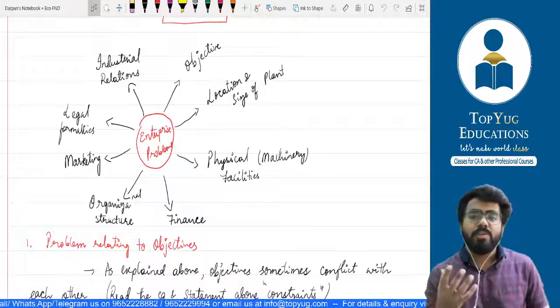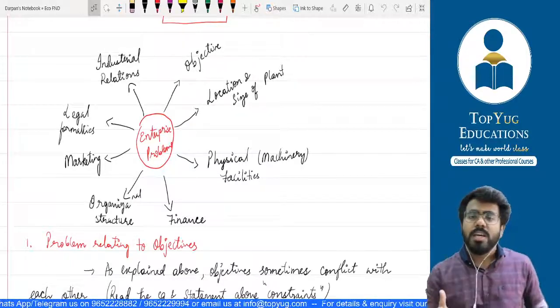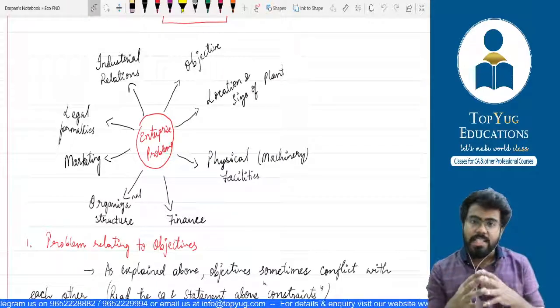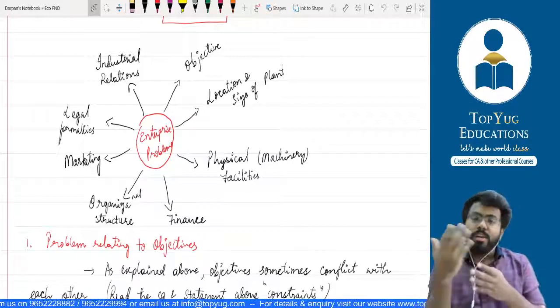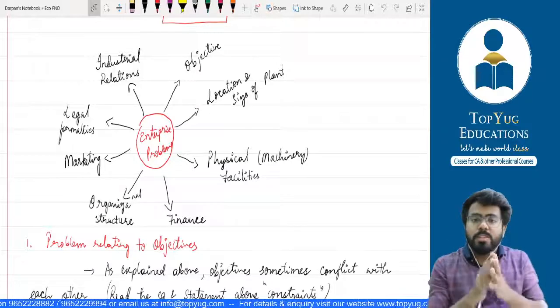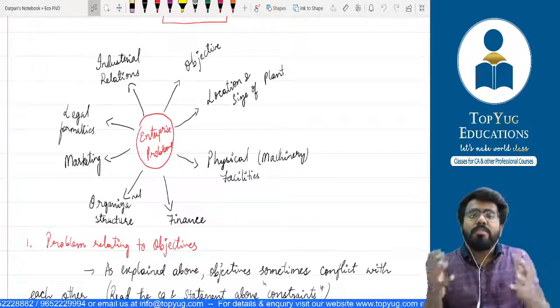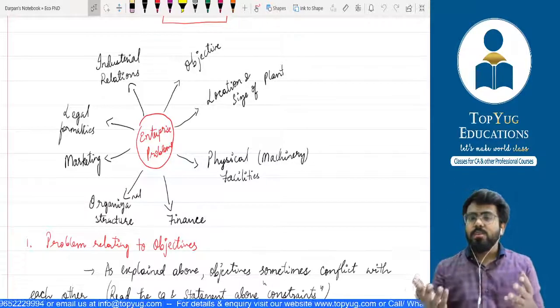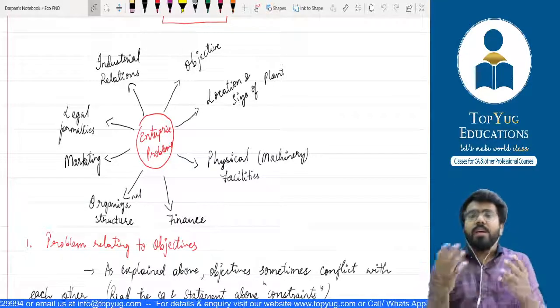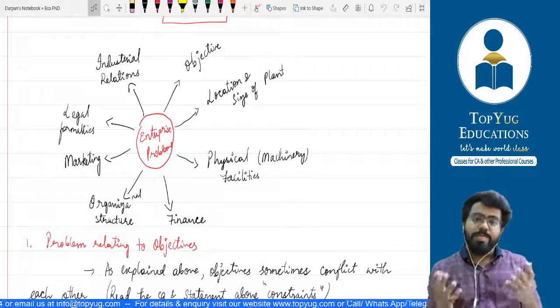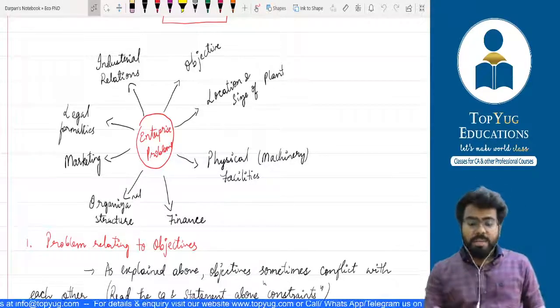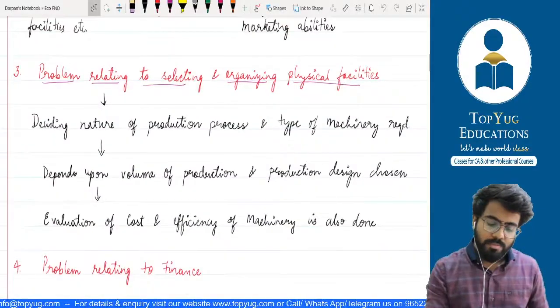Next is problems relating to industrial relations. What is this? This is the relations of the enterprise, the relations that the enterprise has with what? With your laborers, with your workers, with your labor unions. You should have a cordial relationship with them, because if they are going on strike, if they are not happy, then your production will not happen. Correct? Your production will be stopped. So these are the 8 enterprise problems that we saw yesterday.